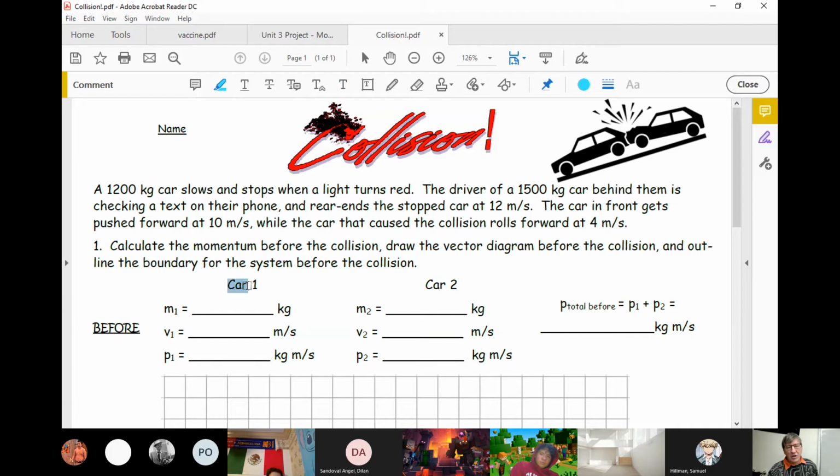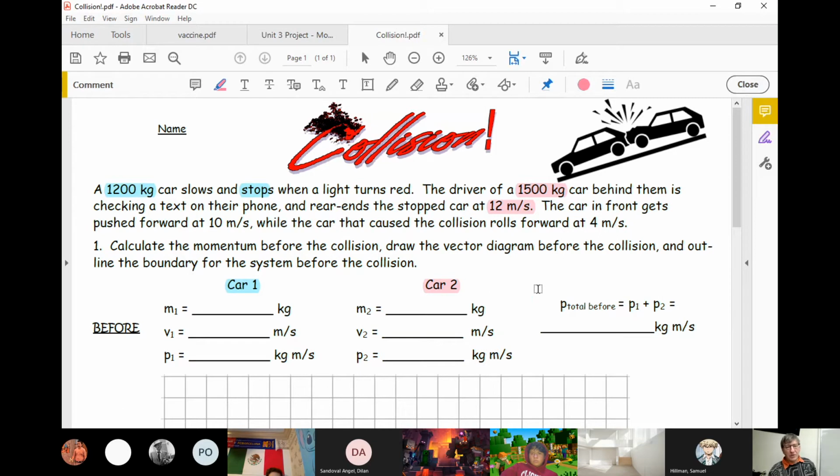So let's see, I'm going to make car 1 in blue. Car 1 is the car that's stopped. Okay? So it's the stopped car. Meanwhile, car 2 is going to be pink, and that's the one that weighed 1,500 kilograms. They're checking a text. They rear end the stopped car. Oh, and they were going 12 meters per second when they collided with it. And I think that's all we need for the before part.